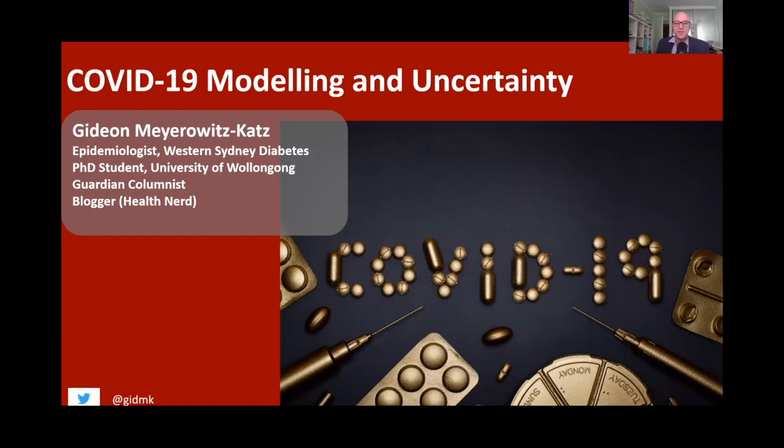What did the models tell us? Hi, I'm Gideon Meyerowitz-Katz. As Professor Cripps said, I'm an epidemiologist with Western Sydney Diabetes, primarily a chronic disease epidemiologist. I'm also a PhD student at the University of Wollongong. I write for The Guardian, and you may have seen my blogs or on Twitter online. And today I'm going to be talking a little bit about COVID modeling and uncertainty.